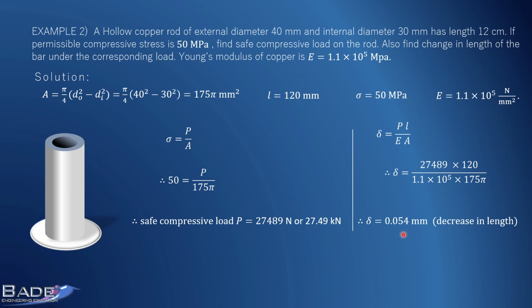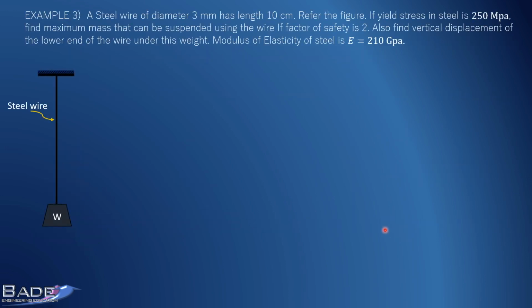So, second type of problem: safe stress is given and we have found safe load on the member. Now read this problem. A steel wire of diameter 3 mm has length 10 centimeters. Refer to the figure. So this wire has diameter 3 mm and length 10 centimeters, that is 100 millimeters.